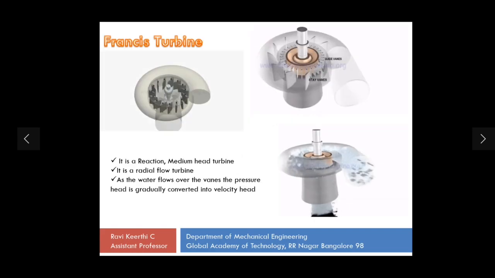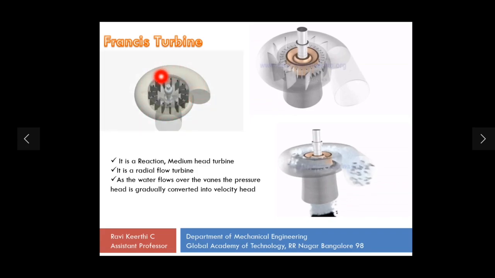Now we'll look into the Francis turbine. See, there is a lot of difference between a Francis turbine and a Pelton or a Kaplan turbine here. This Francis turbine is a reaction turbine, a medium head turbine. As you can see in the animation over here, these guiding vanes can be adjusted. So this is a scroll casing. We'll see in detail in the next slide.